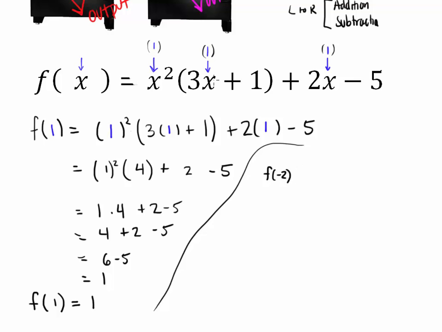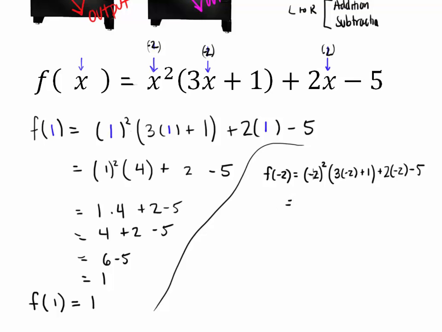Anytime I see an input value, I'm going to plug -2 into it, and make sure to put parentheses around it. It'll help so much. So we get (-2) squared times 3 times the (-2), plus 1, plus 2 times the (-2), minus 5. You see how that's the same thing as before, except instead of plugging in 1, we plugged in -2 into each of those spots.